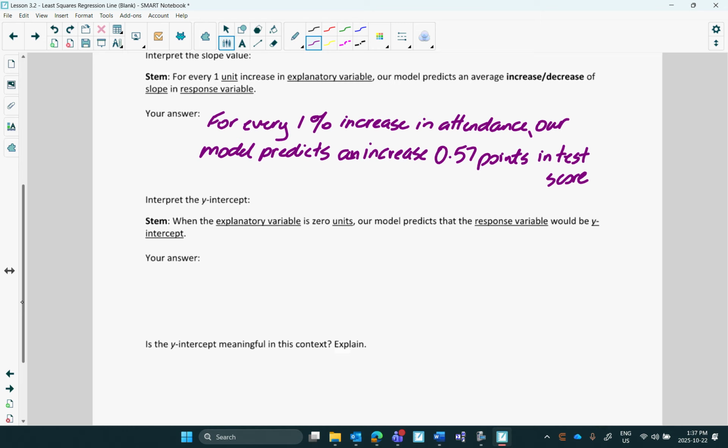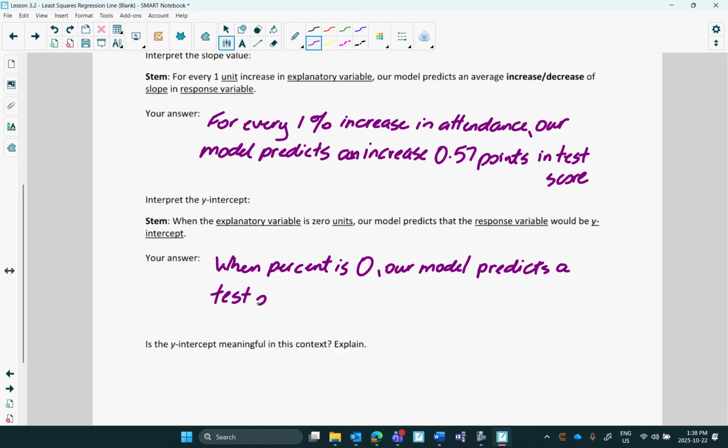Okay. So when percent attendance is 0, our model predicts a test score of what? What's the y-intercept?